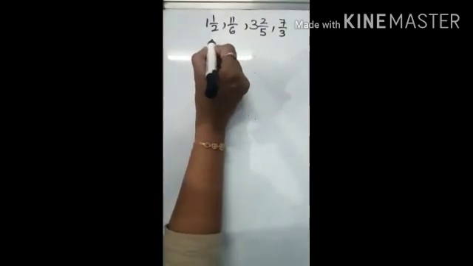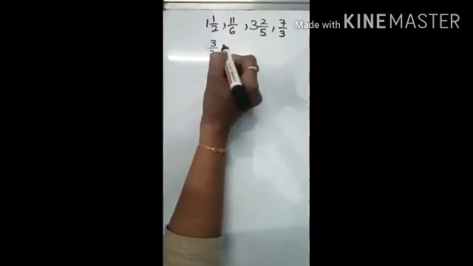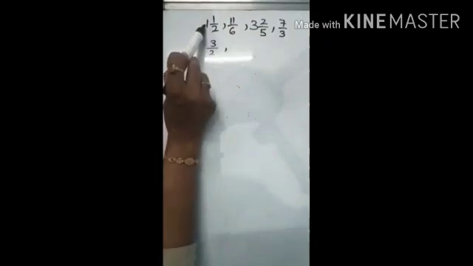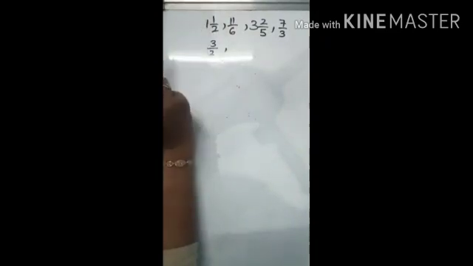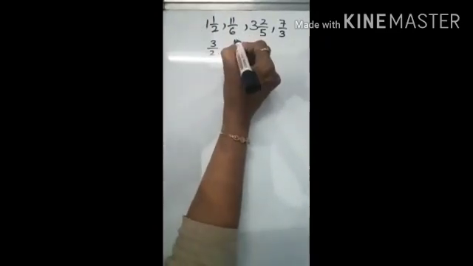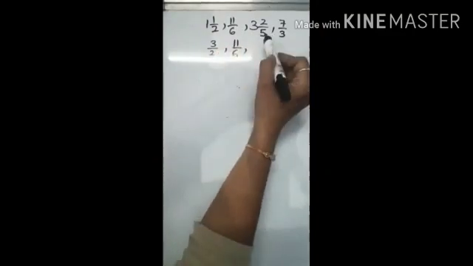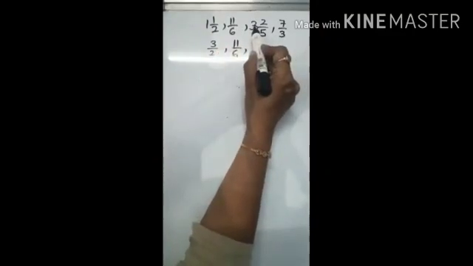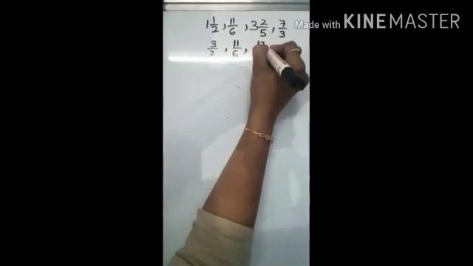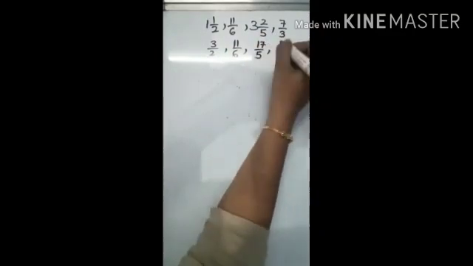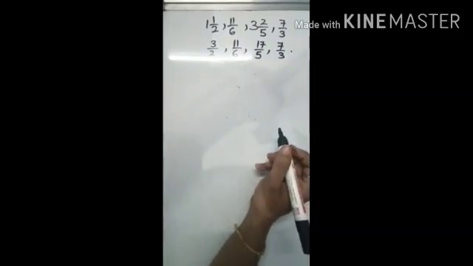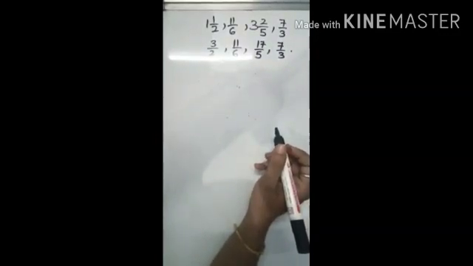1 1 by 2 is nothing but 3 by 2. How did I get 3 by 2? 2 ones are 2, plus 1, 3. 11 by 6. Next is 3 2 by 5: 5 into 3, 15, 15 plus 2, 17. 17 by 5. And the last one is 7 by 3. Now these are the unlike fractions that you have to arrange in ascending order.